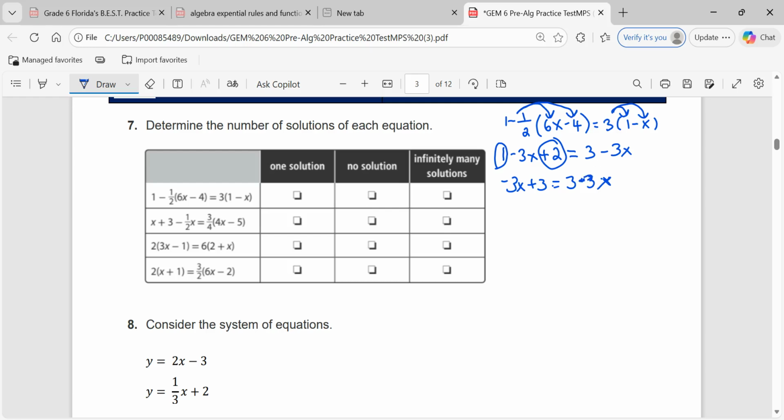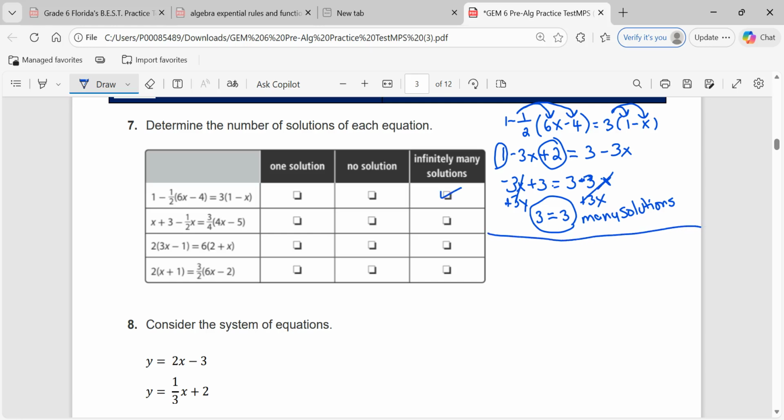If not, let's go ahead. We're going to get rid of those x's. When I add 3x on both sides, I realize, oh no, they're both gone. So then I'm left with 3 equals 3. Is that true? Yes. Because it's true, it means that it is many solutions. And so, boom, that one is done.